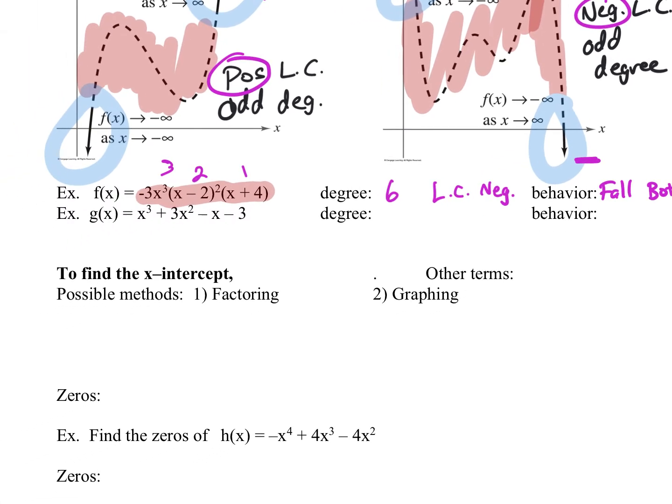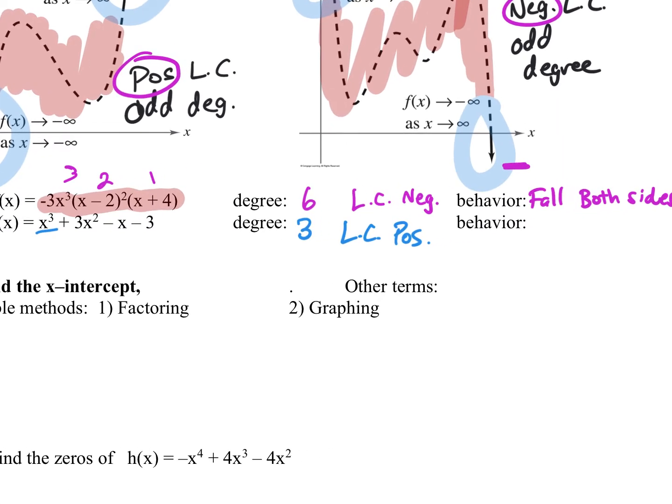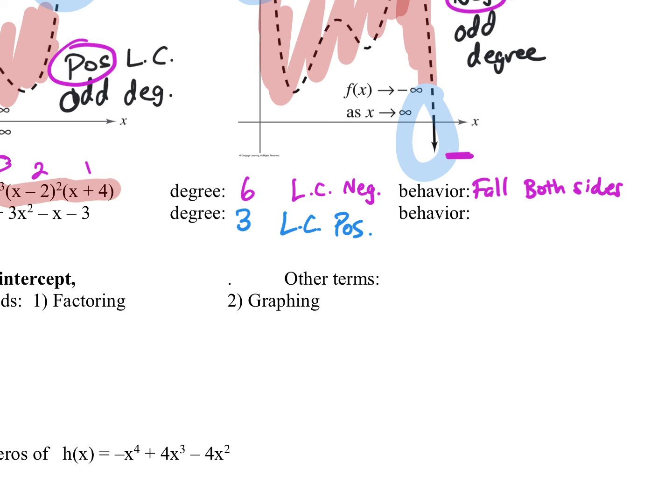This next polynomial is a third degree, so that is an odd degree, and the lead coefficient is positive. So this behavior, we would fall to the left and rise to the right.